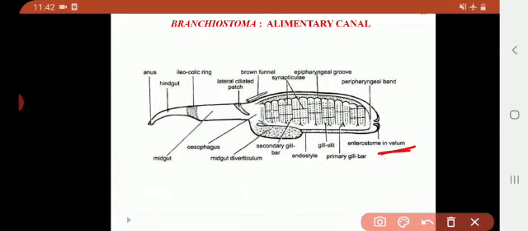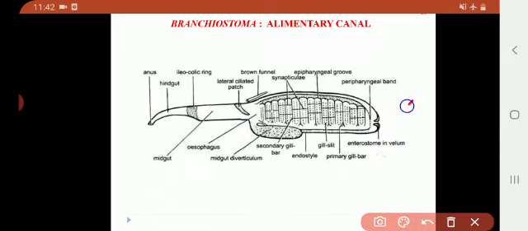So we will be seeing it in detail later. This opening in the velum is known as the enterostome. Okay, this opening is known as the enterostome. The whole structure here is referred to as the velum. So the initial part is given in this particular figure.